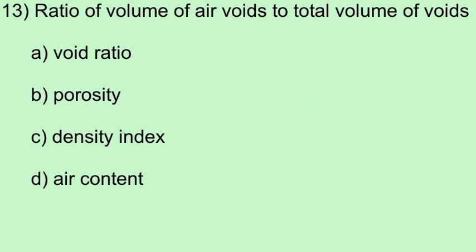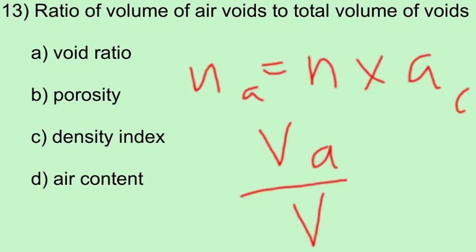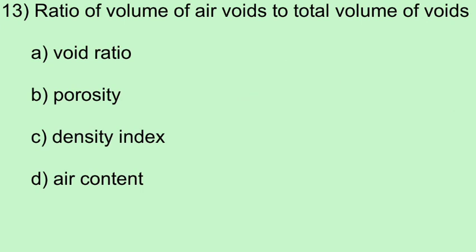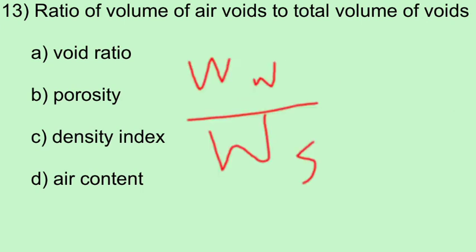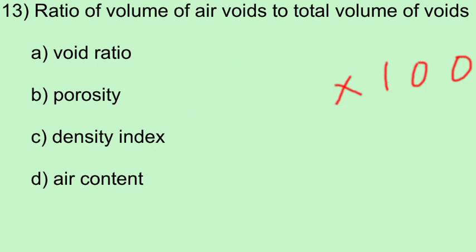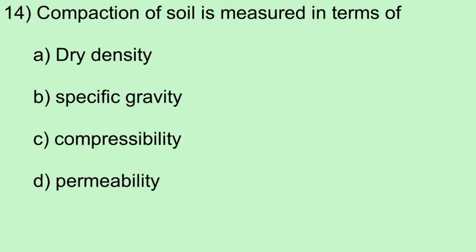Now, what about percentage air voids? Percentage air voids na is equal to volume of air voids divided by total volume. Water content is equal to weight of water divided by weight of solids into 100. Here the answer is option D, air content. Compaction of soil is measured in terms of: option A, dry density; option B, specific gravity; option C, compressibility; and option D, permeability. The answer is option A, dry density. Compaction of soil is measured in terms of dry density.